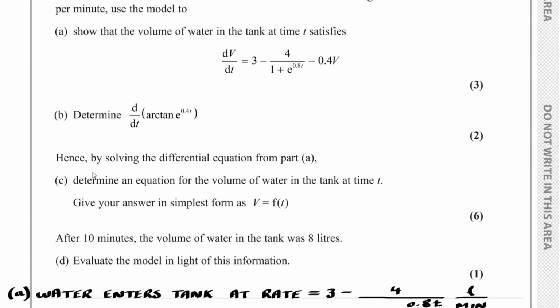Hence, by solving the differential equation from part A, for part C, determine an equation for the volume of water in the tank at time t. Give your answer in simplest form as V equals f of t. So, for part C, we begin with our differential equation dV over dt equals 3 subtract 4 over 1 plus e to the 0.8t subtract 0.4V.